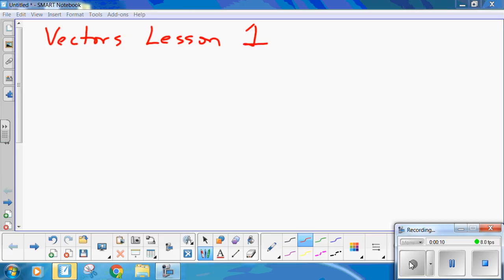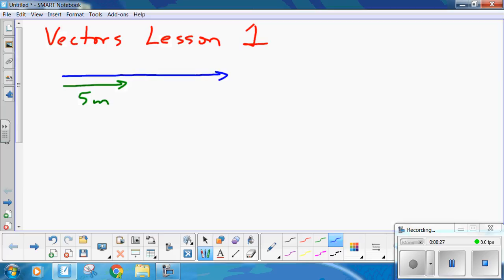Lesson 1. Now, a few things about vectors. You can represent a vector with an arrow. So if I go 5 meters that way, then 11 meters is twice that and a little bit more. Now remember, vectors have an amount and a direction. So 11 meters that way or 11 meters to the right works.